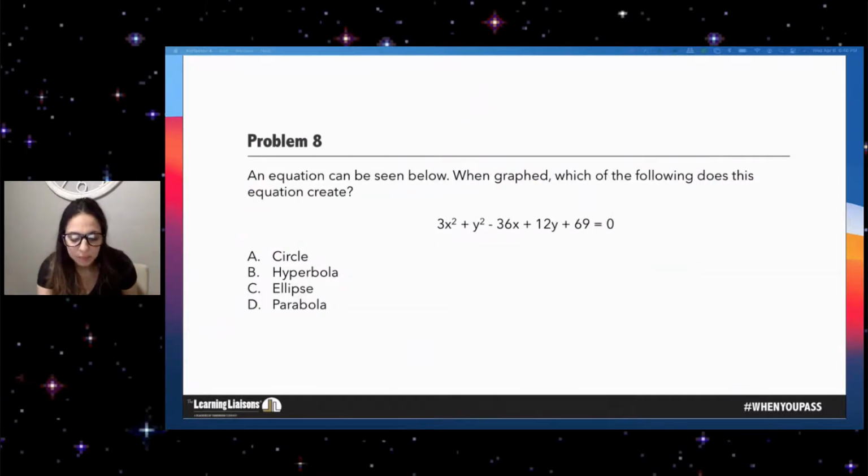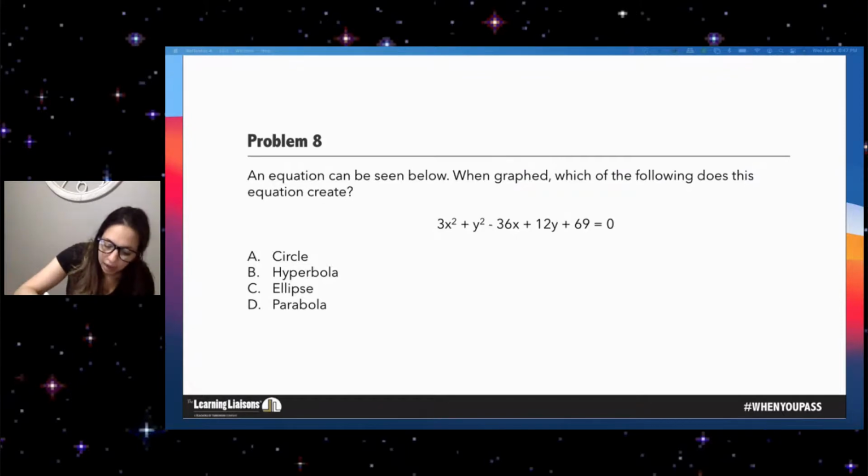An equation can be seen below. When graphed, which of the following does this equation create? Okay, this is for my high school people only. This is only for my high school people, or like my 6 through 12, 7 through 12 people. This is not an equation that we recognize.